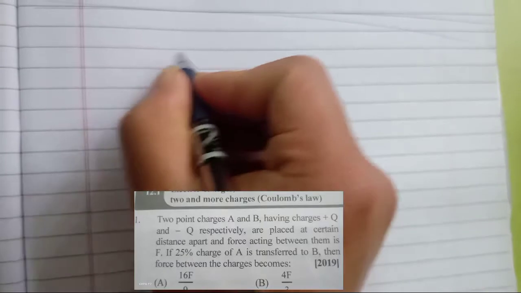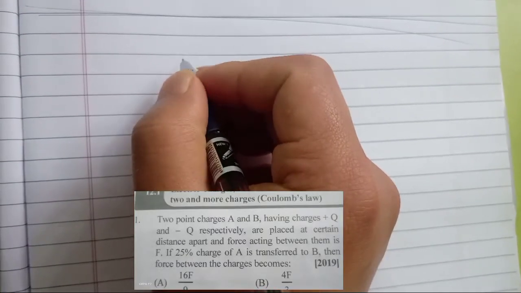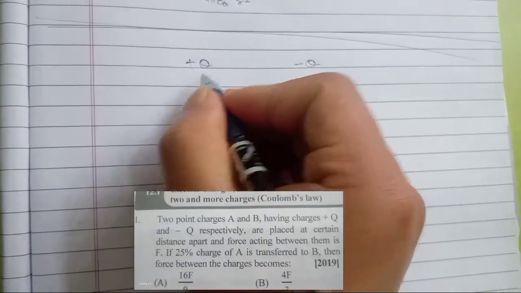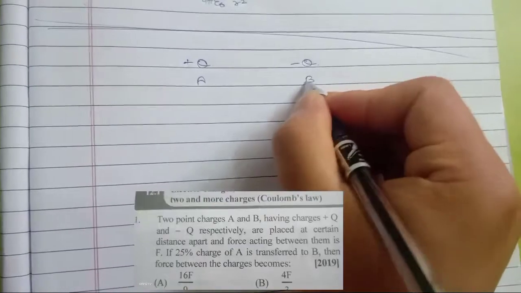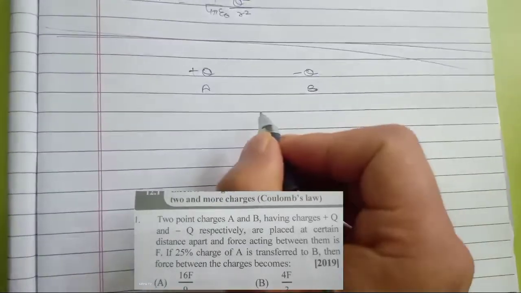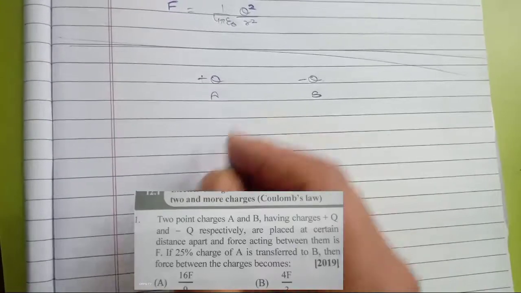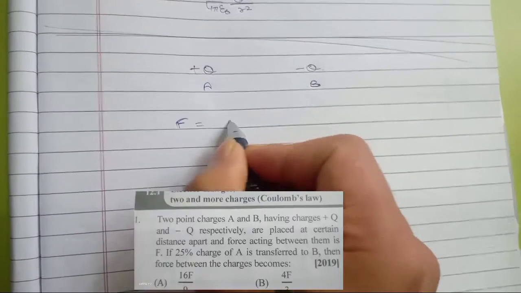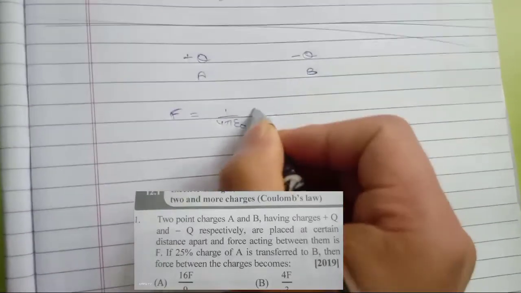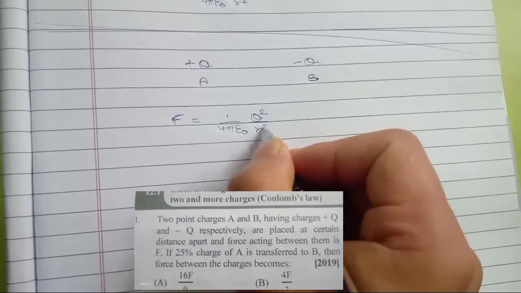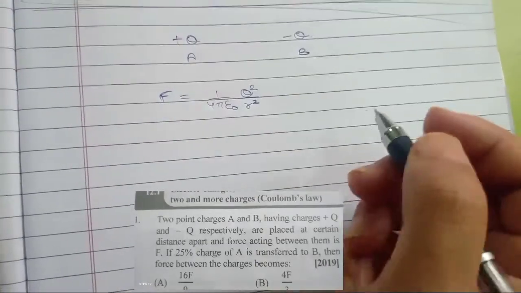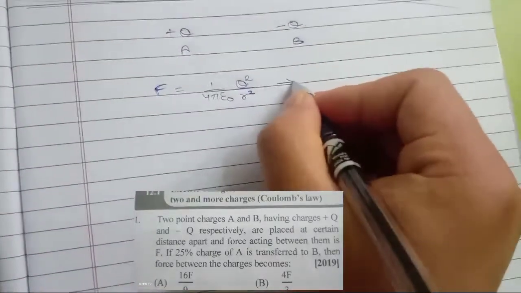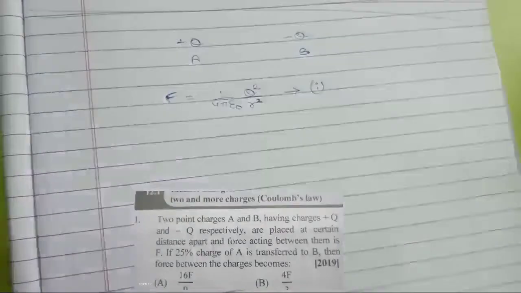So let's get started. First, we are given two point charges, plus q and minus q, placed at points A and B. Distance is not given, so we cannot write it. And we are given the force between them as F. Again, we can write force is equal to 1 by 4 pi epsilon naught q square by r square, from Coulomb's law. Okay, this is our first situation.